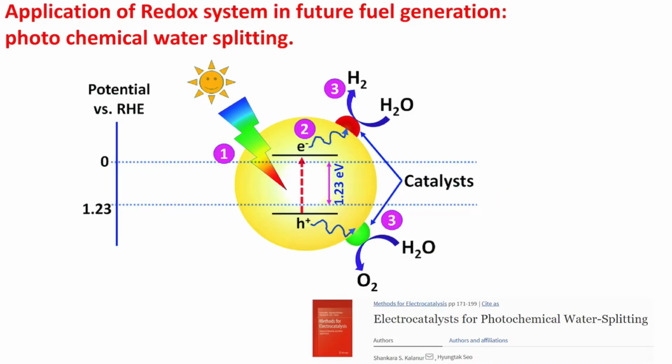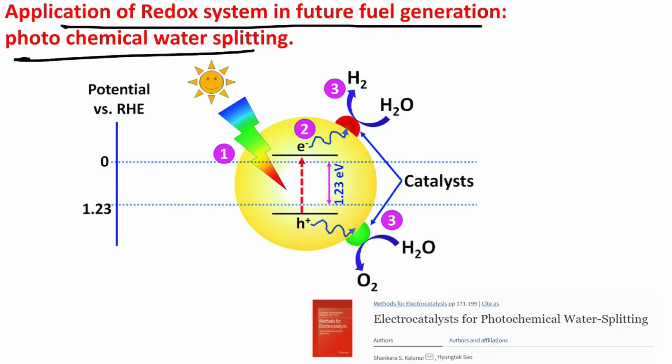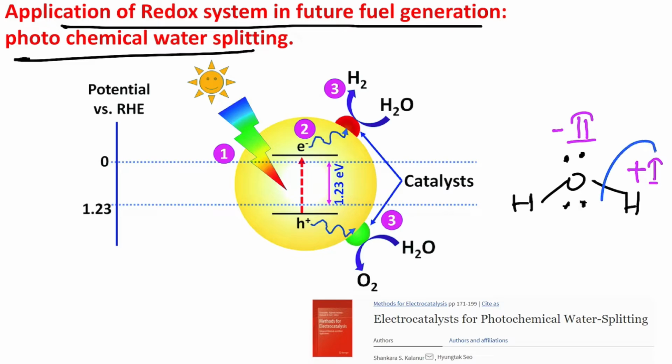For example, application of this redox system in future fuel generation, like photochemical water splitting. Please look at the molecule water a little carefully. This is the molecule of water. We know it's a bent molecule, and if you look at the oxidation state, oxygen's oxidation state is -2, hydrogen having oxidation state +1. So if I say water oxidation, can I oxidize hydrogen more into +2? Obviously not possible, because hydrogen does not have any electron left. Not possible.